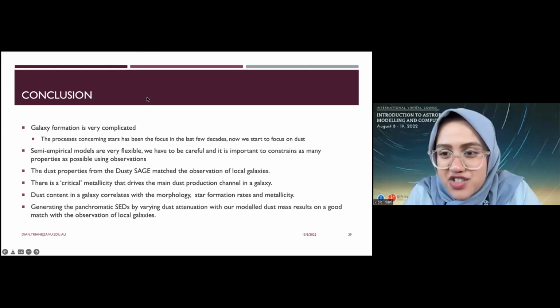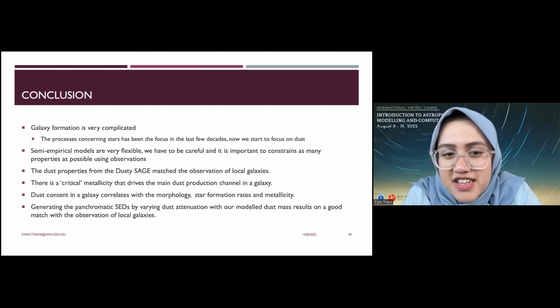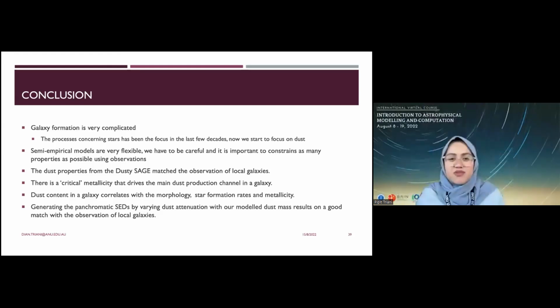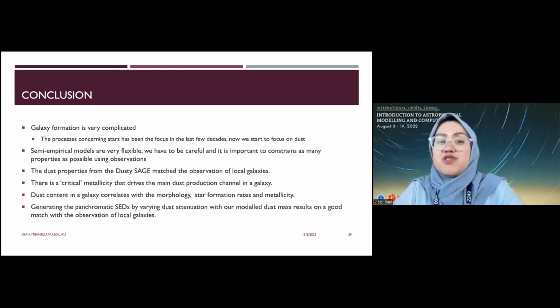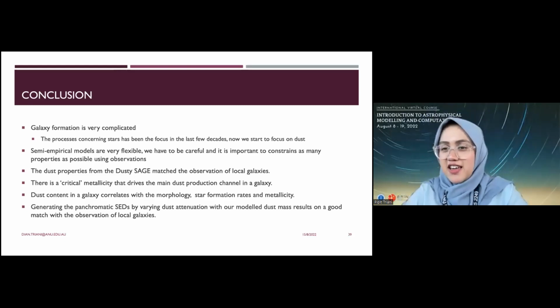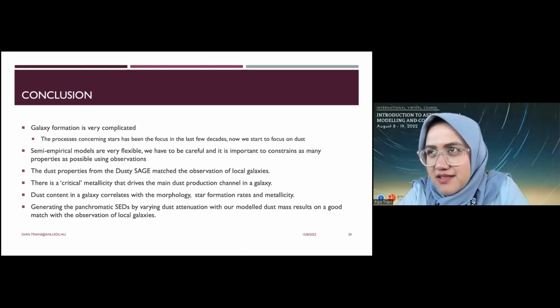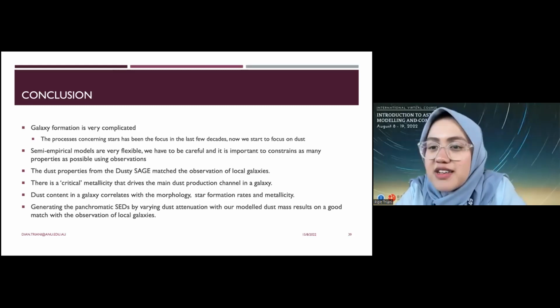Oh, there's a question from Aulia in the chat box. Can Dusty Sage be used for other dark matter models? Yes, for sure. As long as we have the halo merger trees, we have tried Dusty Sage using various dark matter simulation models. Not only the Millennium, but Millennium is what we use in the paper.